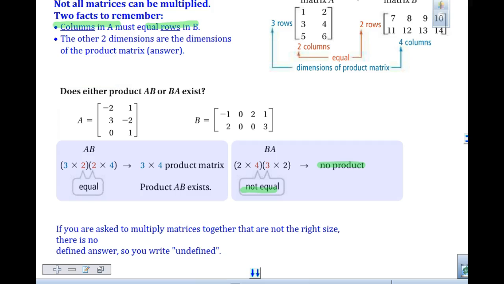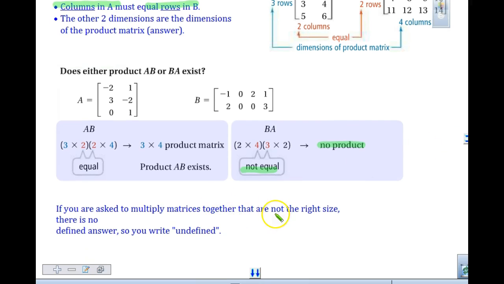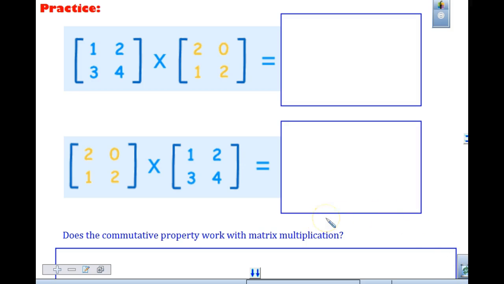It says if you are asked to multiply matrices together that are not the right size, there is no defined answer, and we are writing undefined. So undefined, remember, that's kind of like when you divide by 0. Dividing by 0 is undefined. You cannot do it. There isn't a number. There isn't a matrix, so we're going to write undefined.